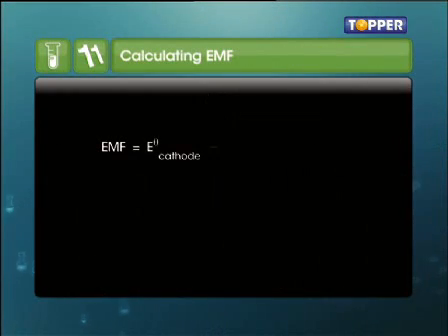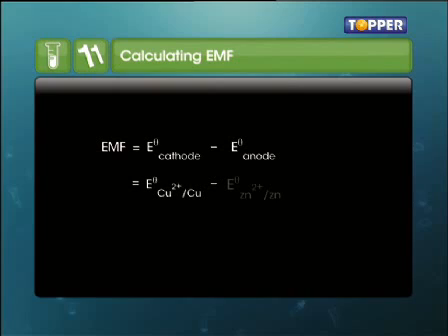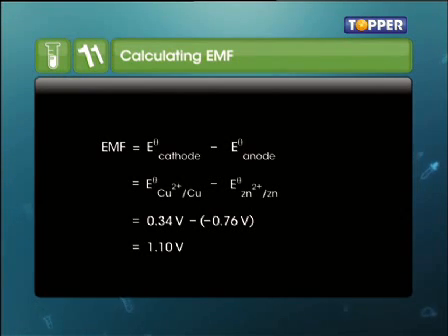Now, look at the equations carefully. EMF is the reduction potential of cathode minus the reduction potential of anode. So, here it is equal to reduction potential of copper minus zinc, which comes out to be 1.10 volts. So you saw that by comparing the reduction potential values of the two electrodes of an electrochemical cell, the anode and cathode can be identified. Similarly, the EMF for a cell can be calculated.